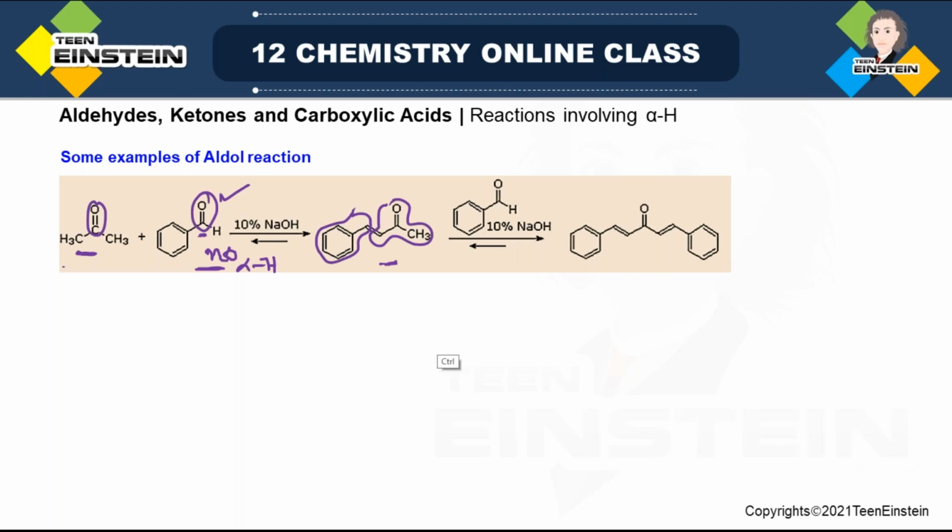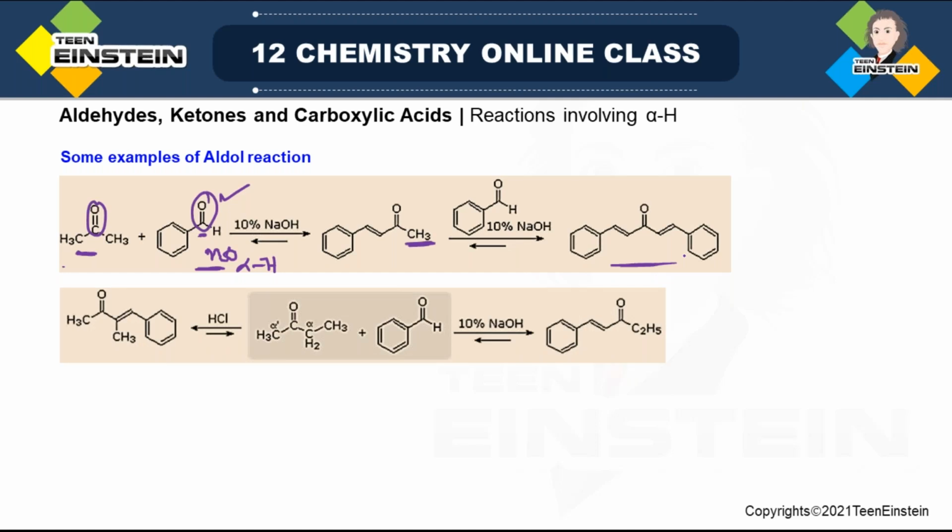Now, as there is one more CH3 group, it is possible, if you treat this molecule again with 10% NaOH and another benzaldehyde, that there is again carbanion generation, so it can attack from the right hand side also to another benzaldehyde. So ultimately you are getting this type of product. So the aldol reaction is occurring two times, on both sides of the acetone molecule.